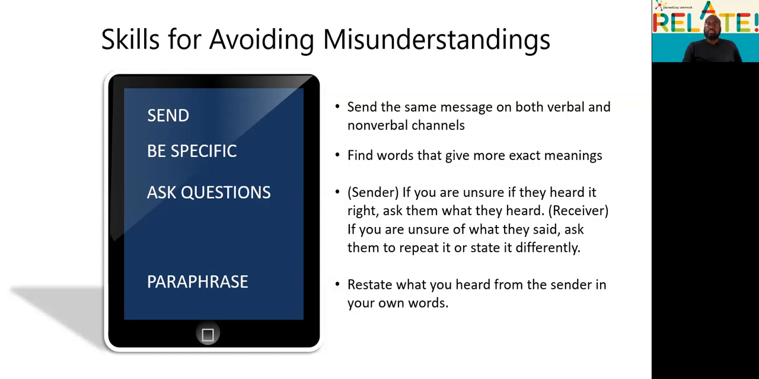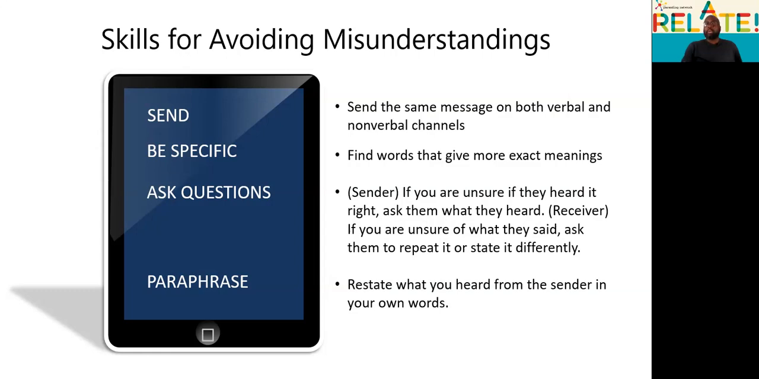One is to send the same message on both verbal and nonverbal channels. You want to make sure that the verbal and nonverbal cues you're sending are matching up. Another is to find words that give more exact meaning. So we want to look for words that are clear, that state exactly what we want them to say, so the person hearing the message can really hear it for what it is.